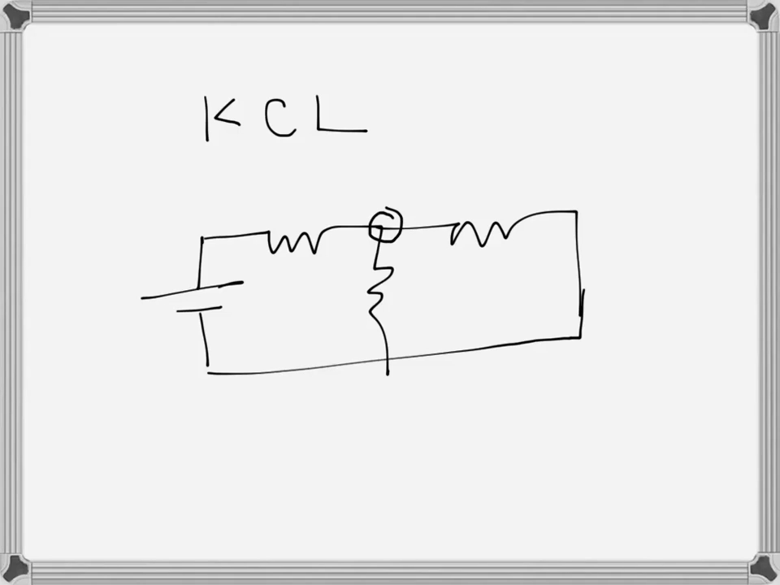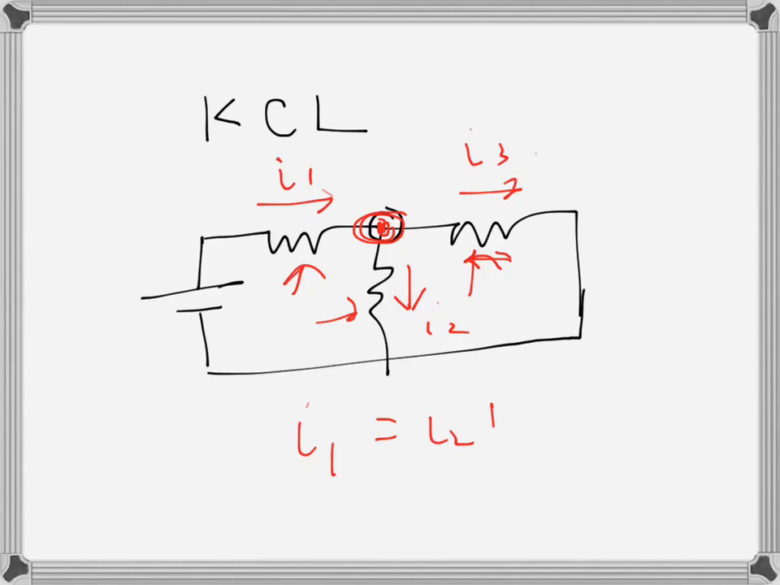we can see here 1, 2 and 3. So this is a node, this point. At any node, the sum of entering currents will be equal to the sum of leaving currents. That means, let's say this current is I1 coming here, and leaving currents are I2 and I3. So according to Kirchhoff's law, I1 will be equal to I2 plus I3.